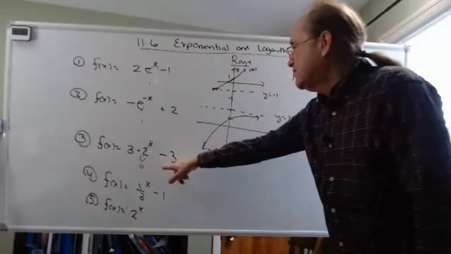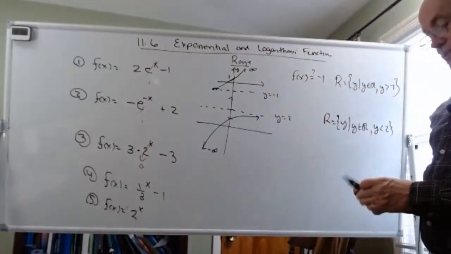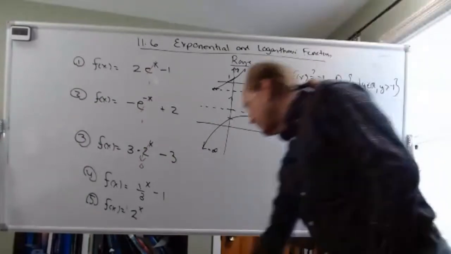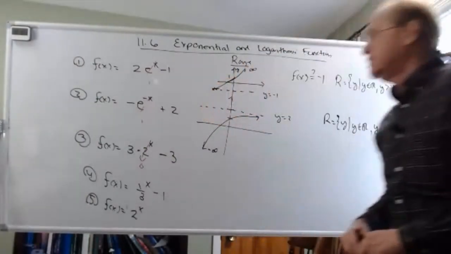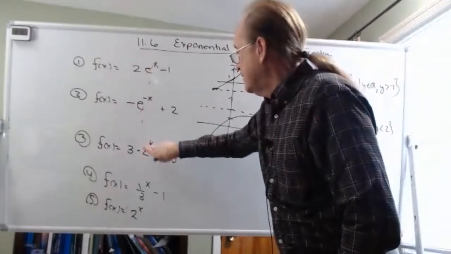Okay, so for these, for 3, 4, and 5, tell me what the range is. I'll have you do that on your own. Tell me what the range is for 3, 4, and 5. What are the range of those functions? Forget about that red there.